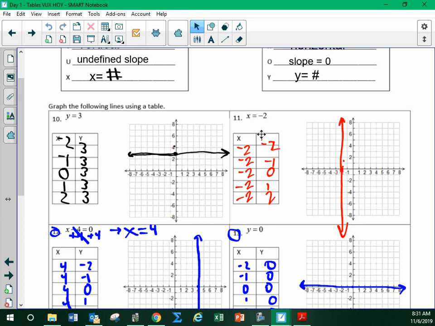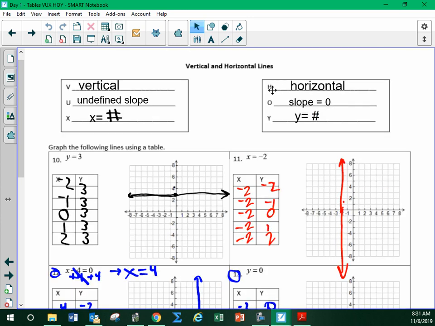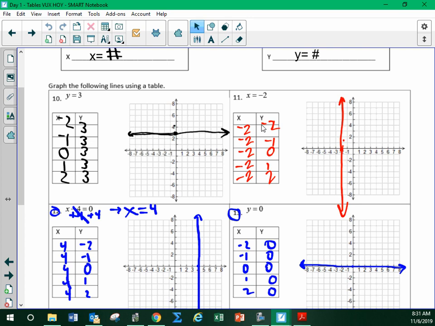And then horizontal, that's my HOI. Horizontal line is y equals, so I see y equals a number. My y is always going to be 3 no matter what. So I go up to y equals 3, and it's always 3. Horizontal line there.